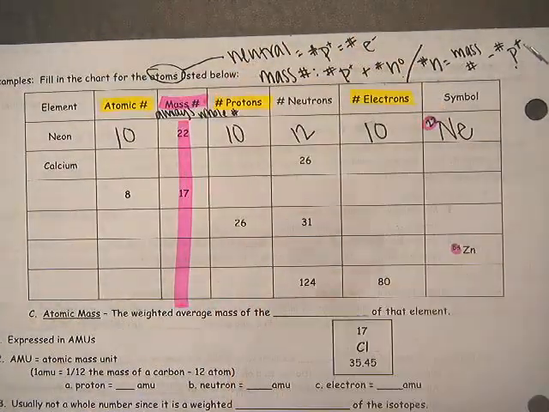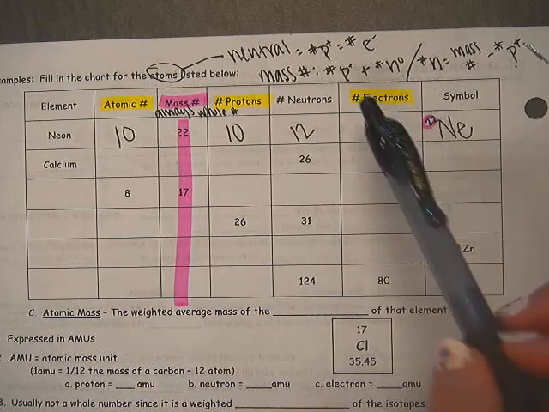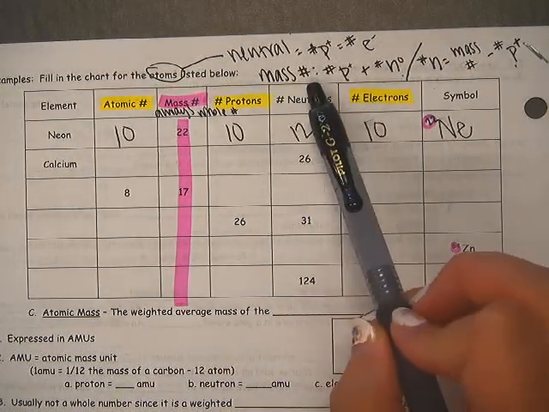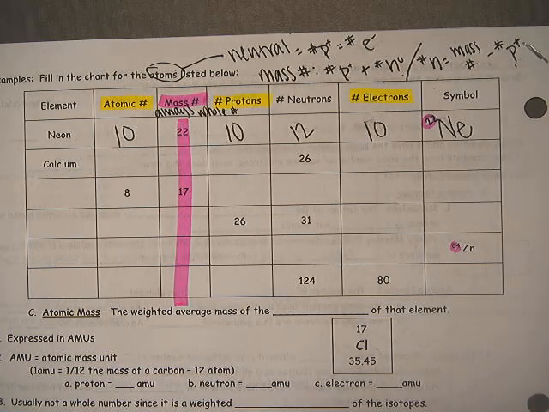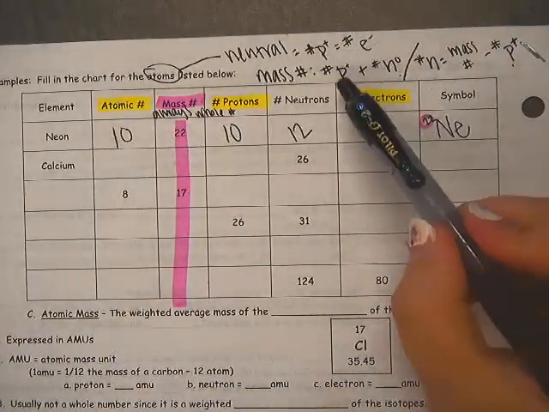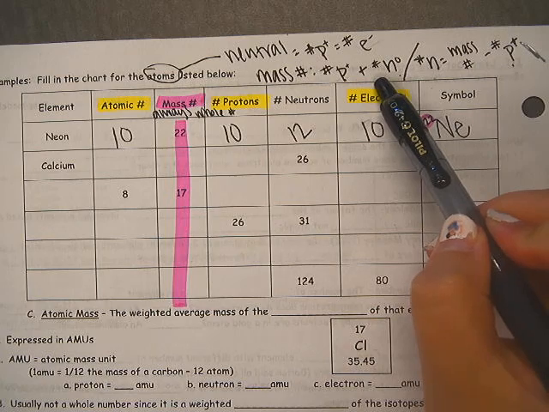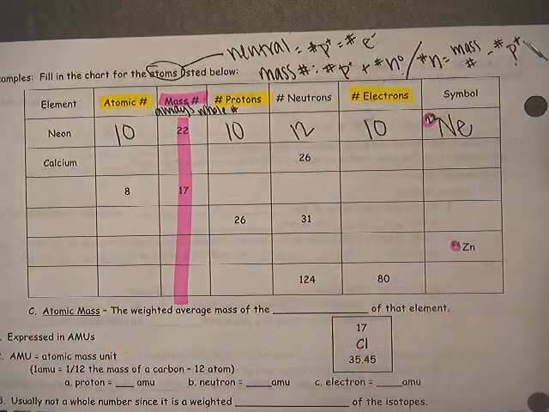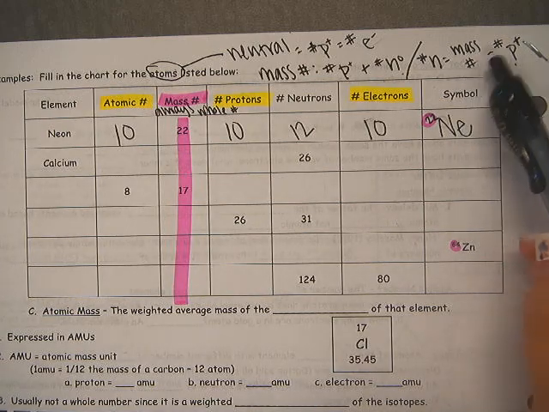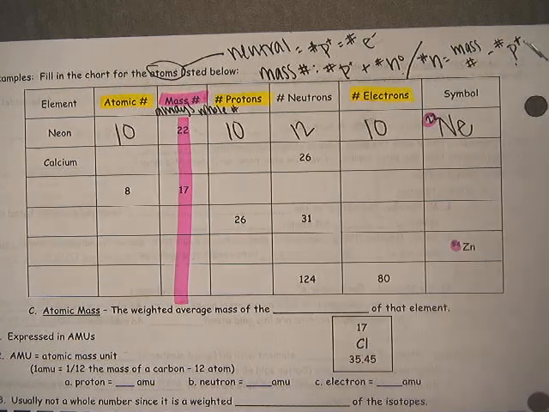And then the last part that we wrote was that your mass number comes from the number of particles that contain mass or that have mass within the atom. So that's going to be your protons and your neutrons. Your protons plus neutrons every time will equal your mass number, or you can do it backwards by subtracting your mass number minus protons to equal neutrons.